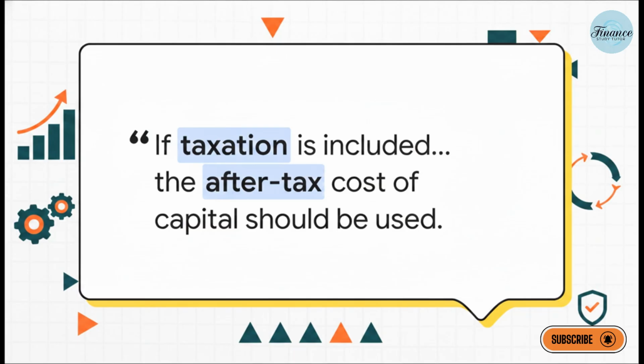Simple enough. But if you've done all the grueling work of calculating tax and capital allowances, meaning you now have after-tax cash flows, you must discount them using the after-tax cost of capital. Mixing these two up will completely invalidate your entire NPV calculation.